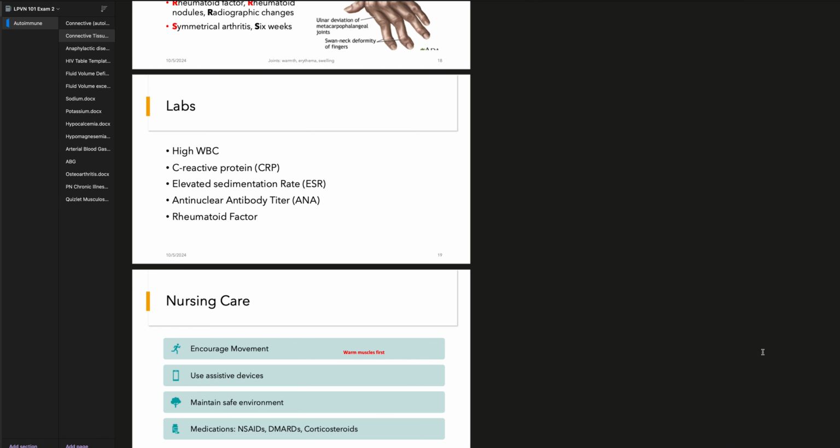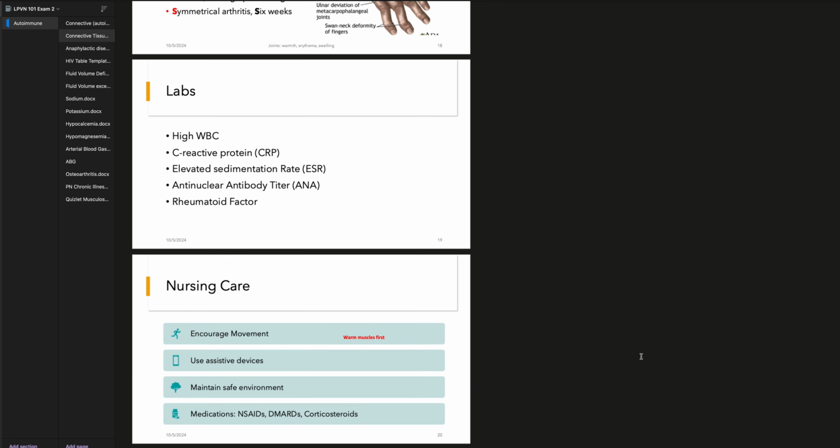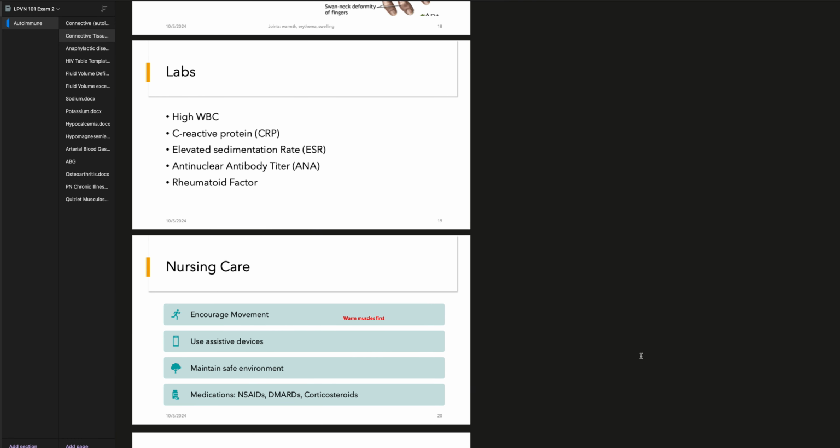You need to encourage assistive devices because we always, always, always want people to be independent as much as possible. So we want to promote any kind of device that is going to help them be independent. We want to make sure the environment is safe. And they're on some of the same medications. So remember, the corticosteroids can increase your blood sugar and NSAIDs can cause bleeding.